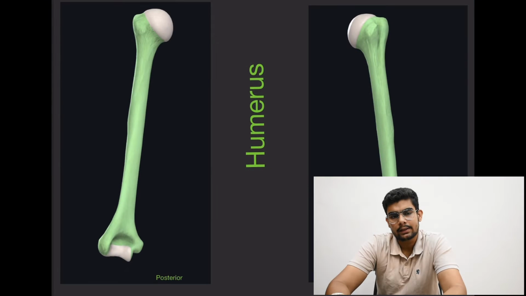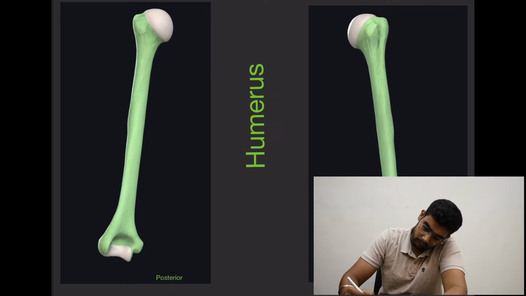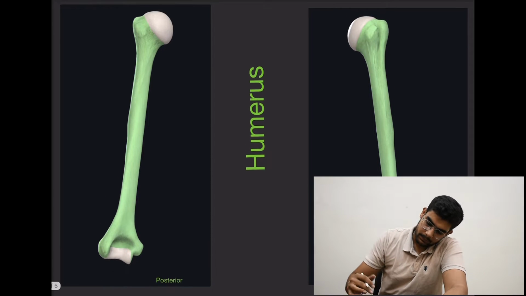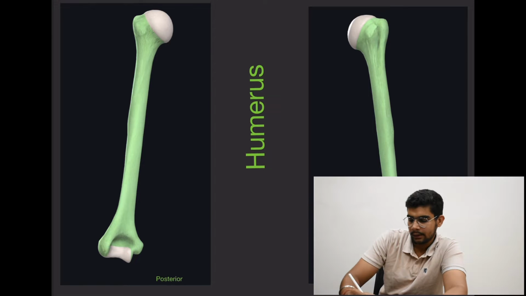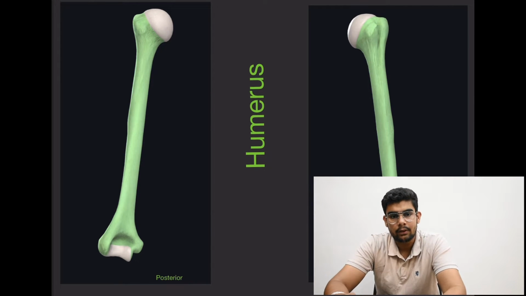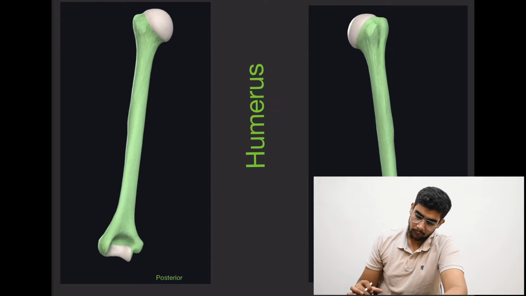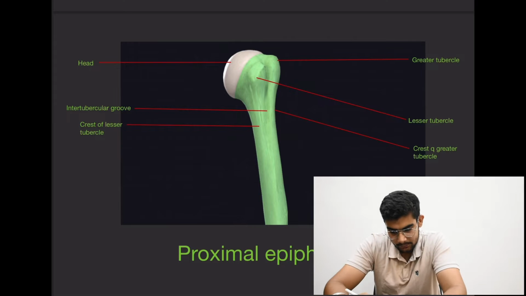The proximal epiphysis consists of many important structures, which are the head of the humerus, the greater tubercle, the lesser tubercle, the crest of lesser tubercle, and the crest of greater tubercle. Now we will also see a labeled diagram of all of these structures, as you can see here.